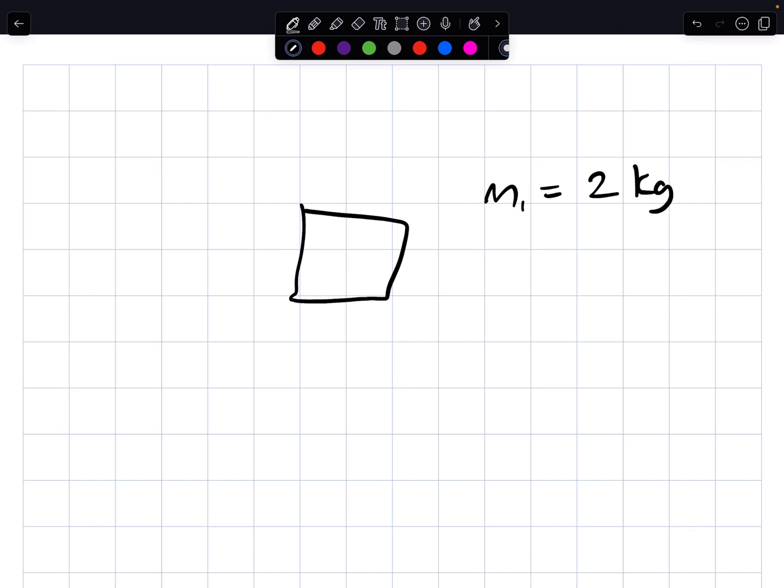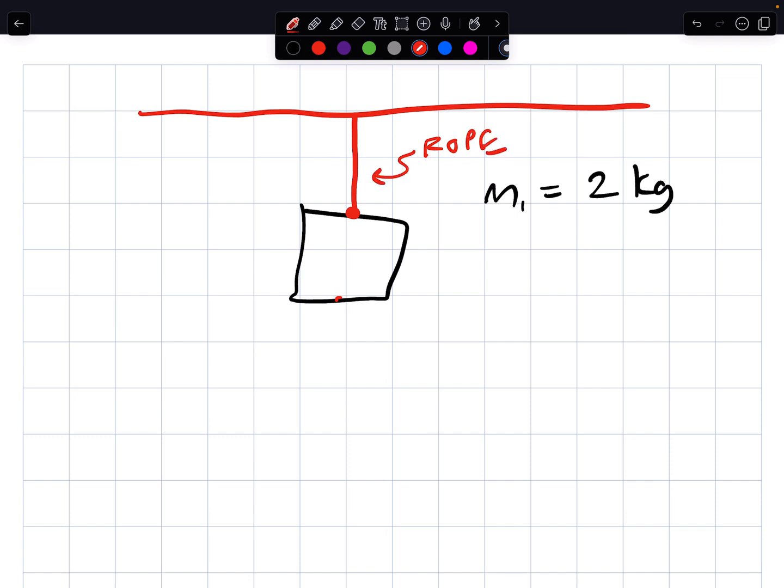And then there's a rope attached to this guy, and that is attached to the ceiling. And you know, ropes have mass too, but we're going to ignore the mass of the rope. And so then there's a rope tied to the bottom of this block, and that's attached to a second block.